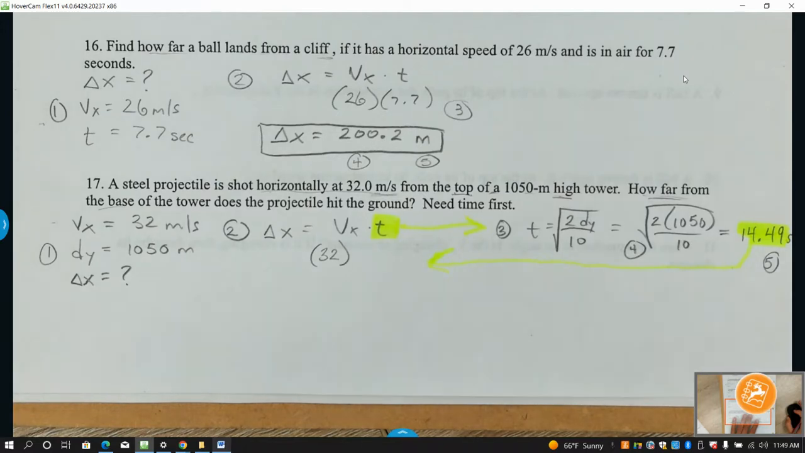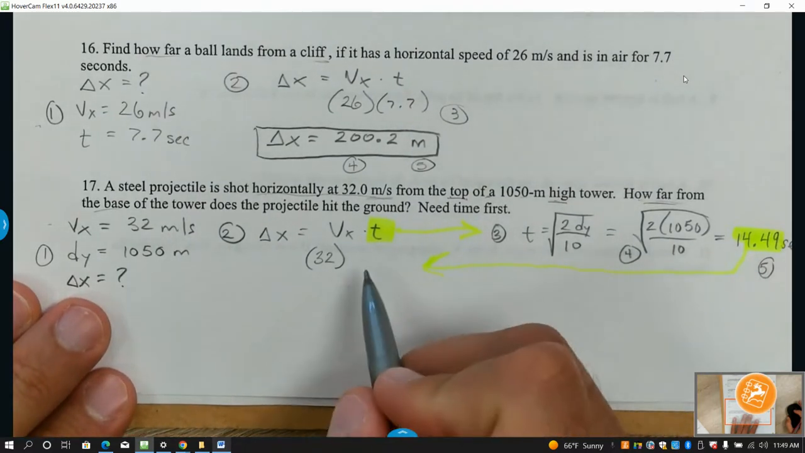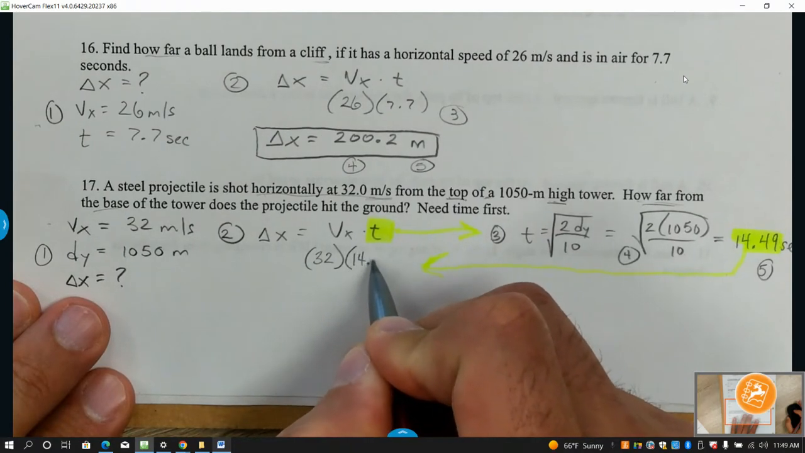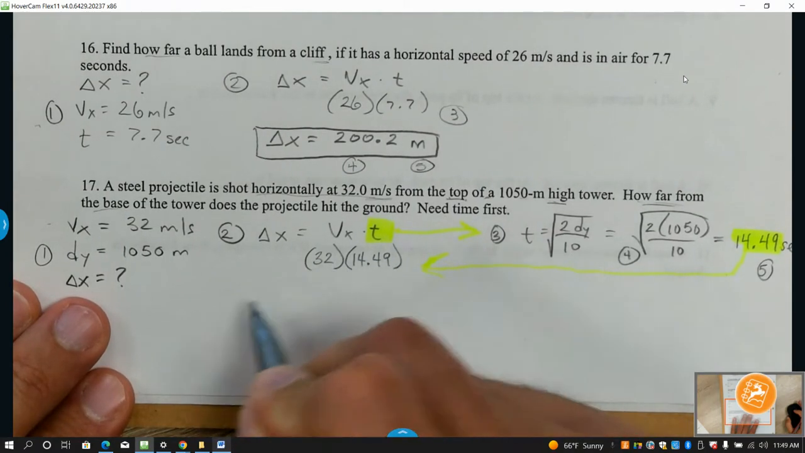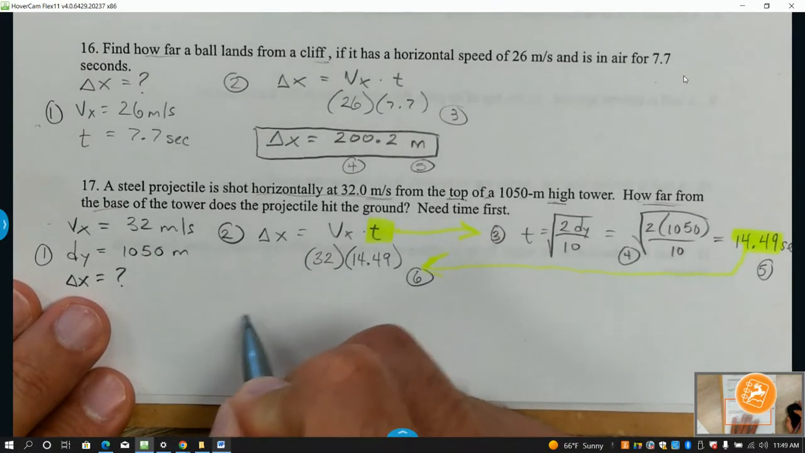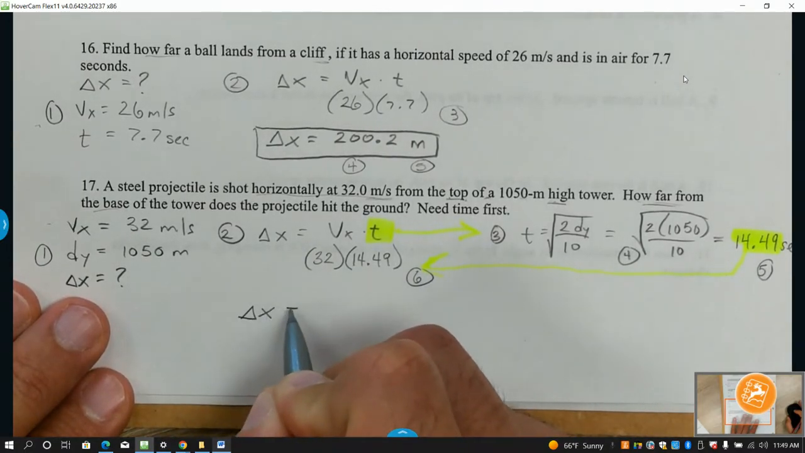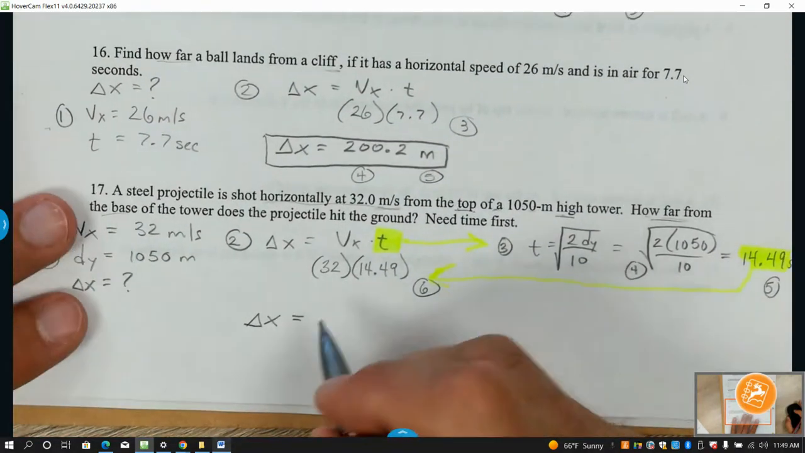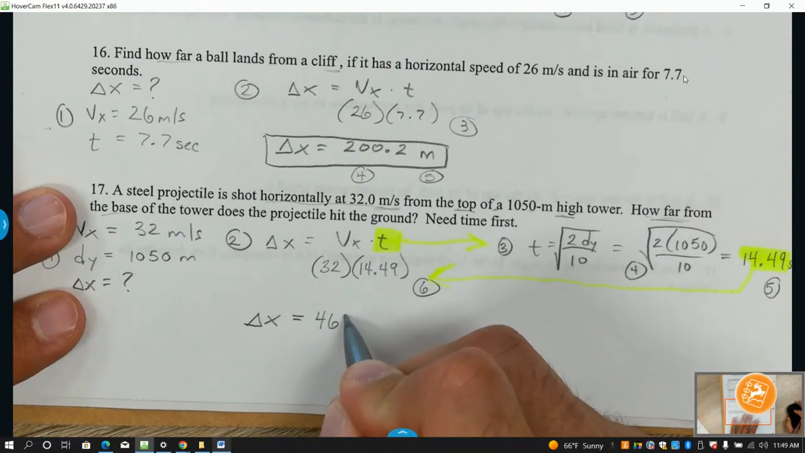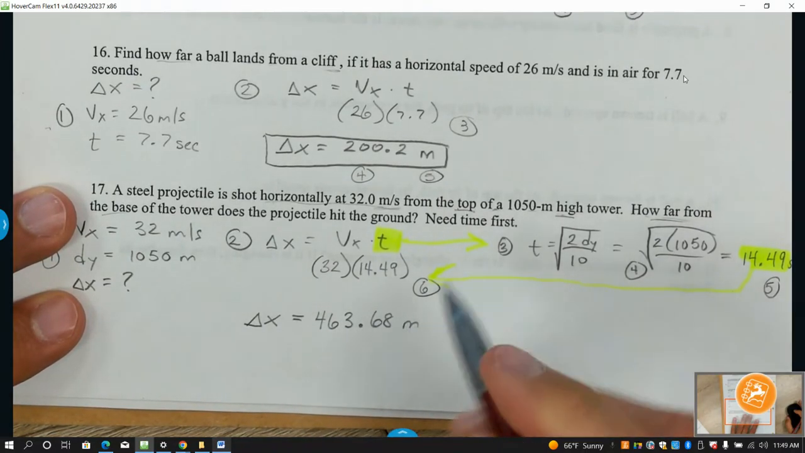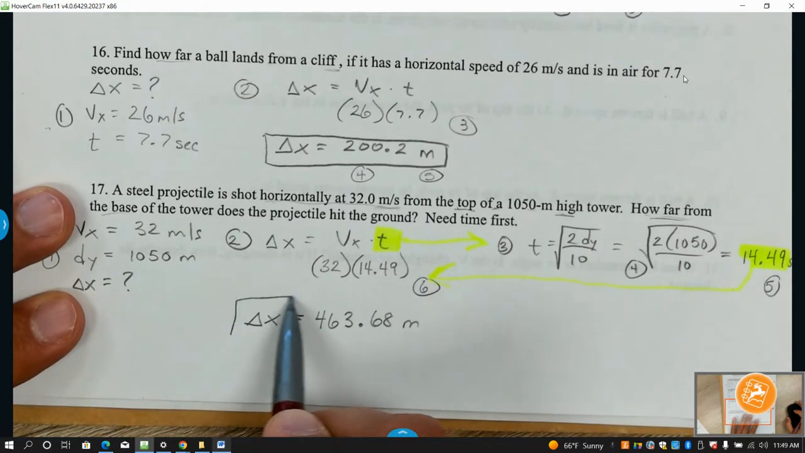Now, when you do so, that 14.49 seconds is going to come here. That's your sixth point. Then your seventh and eighth points will be to get the correct value and correct unit. This comes out to be 463.68, and the unit for distances or displacements here is meters.